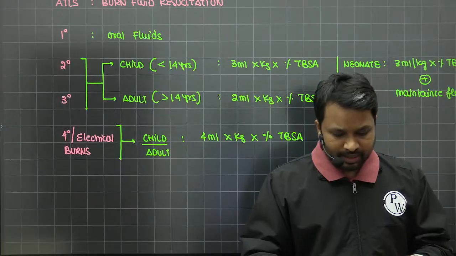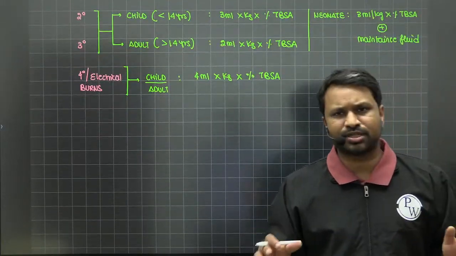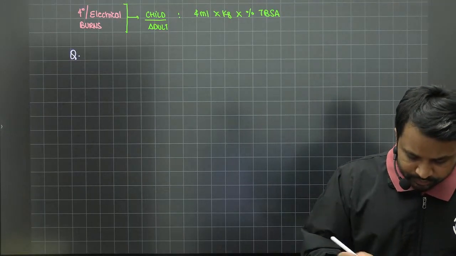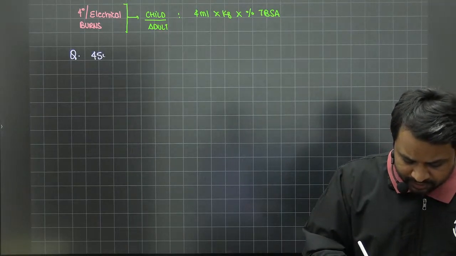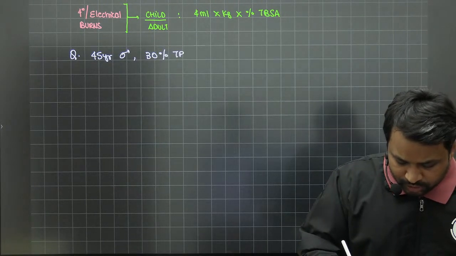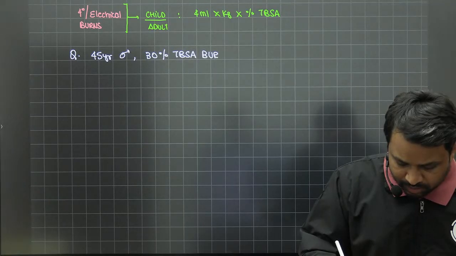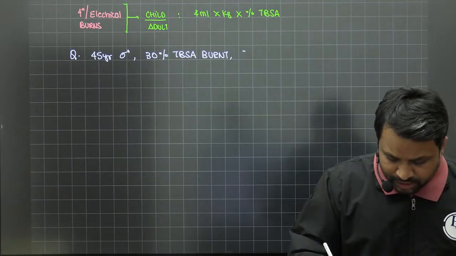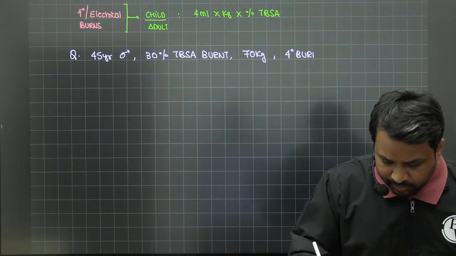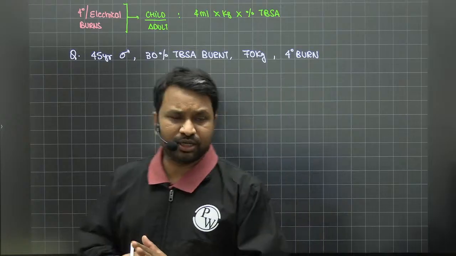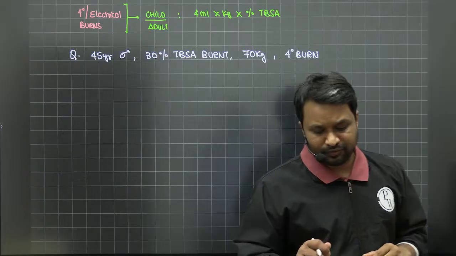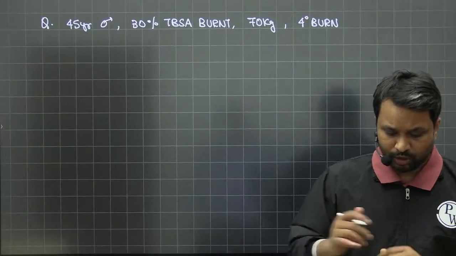Now, to give you an idea, I'm going to take a couple of example questions and then we'll talk about the administration protocols as well. Imagine I have a 45-year-old male presented with 30% of the total body surface area burnt, weighing 70 kilograms, and when you assess, it is a 4th degree burn. So the question will come with this information. How are you going to move for this?